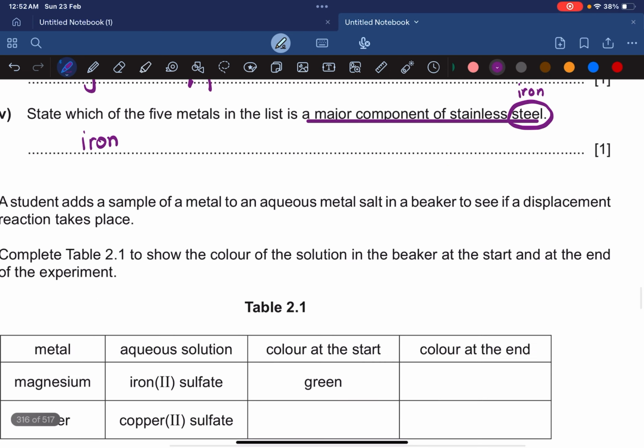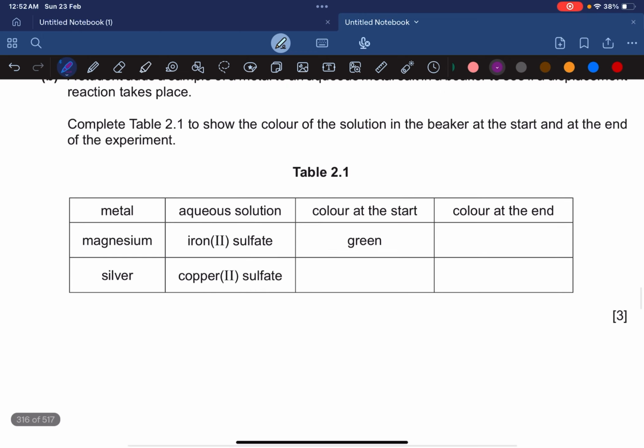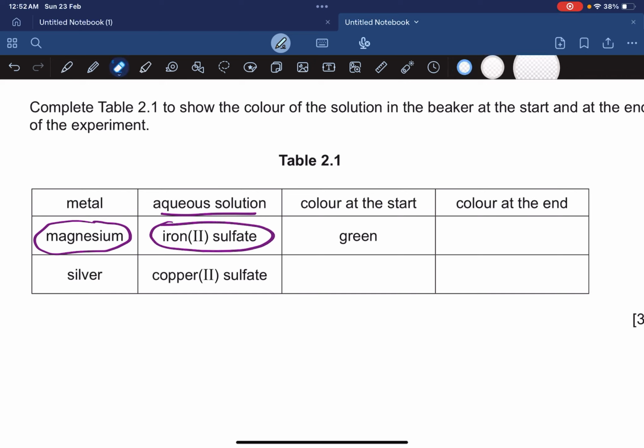Okay, let's move on. A student adds a sample of a metal to an aqueous metal salt in a beaker to see if a displacement reaction takes place. Complete table 2.1 to show the color of the solution in the beaker at the start and at the end of the experiment. Okay, you have your metal, you have your aqueous solution. Magnesium metal, and you have iron sulfate. Iron salts, they're green. For copper sulfate, the color at the start is obviously going to be blue. Okay, that's what we know.